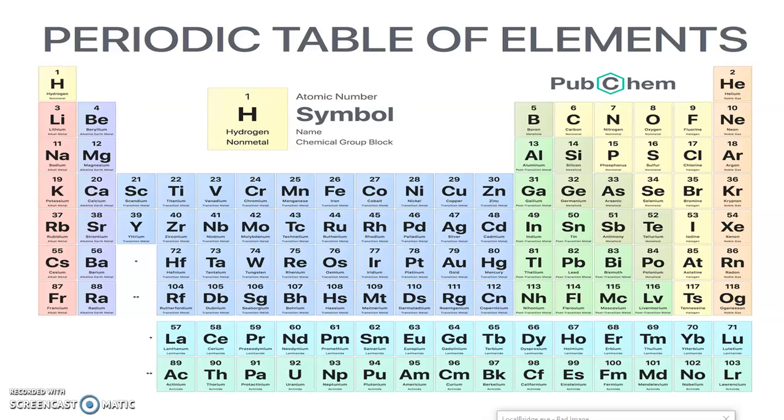So this is the periodic table that shows the metals, non-metals, and metalloids.